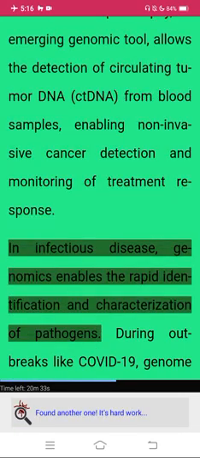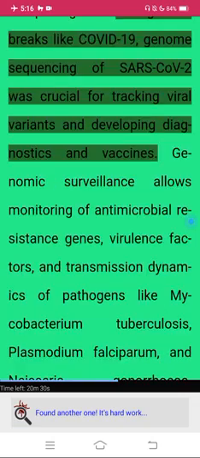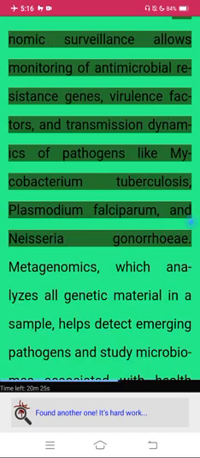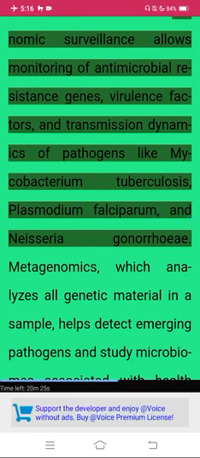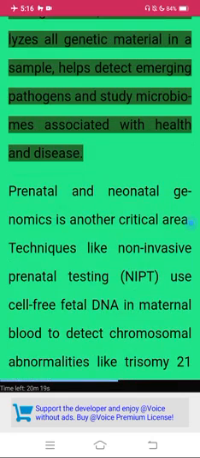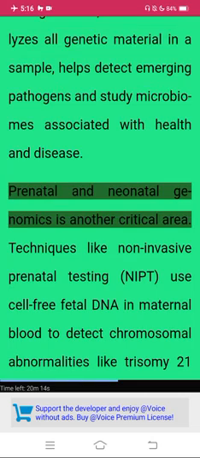In infectious disease, genomics enables the rapid identification and characterization of pathogens. During outbreaks like COVID-19, genome sequencing of SARS-CoV-2 was crucial for tracking viral variants and developing diagnostics and vaccines. Genomic surveillance allows monitoring of antimicrobial resistance genes, virulence factors, and transmission dynamics of pathogens like Mycobacterium tuberculosis, Plasmodium falciparum, and Neisseria gonorrhoeae. Metagenomics, which analyzes all genetic material in a sample, helps detect emerging pathogens and study microbiomes associated with health and disease. Prenatal and neonatal genomics is another critical area.